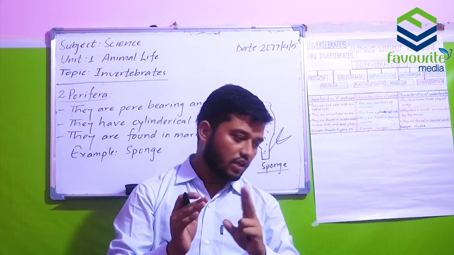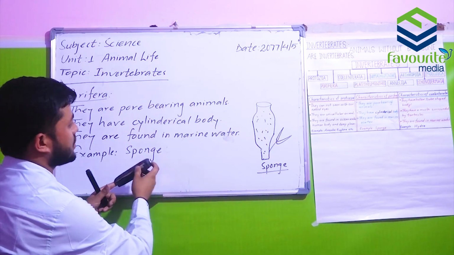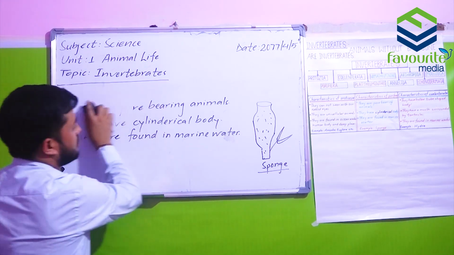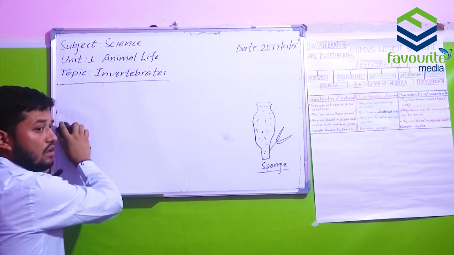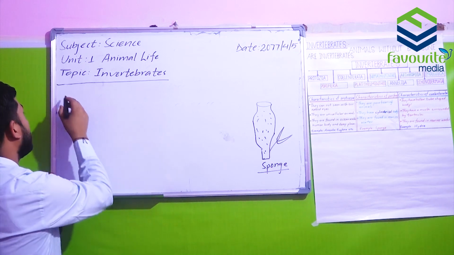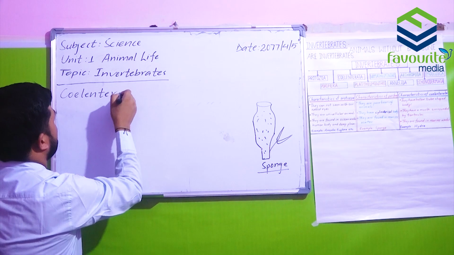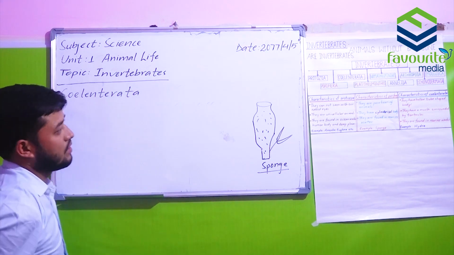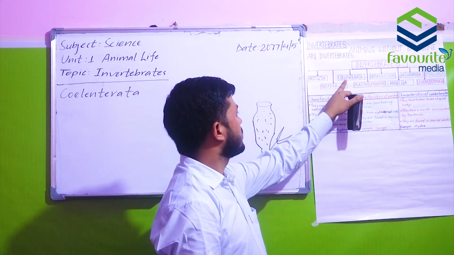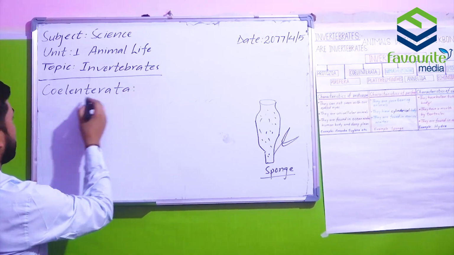So guys, just recall only, right? The third group of invertebrates is Coelenterata. Coelenterata is the third group of invertebrates. Let's write here. Coelenterata, you can look on the chart also. I have mentioned here Coelenterata, right? This is Coelenterata.